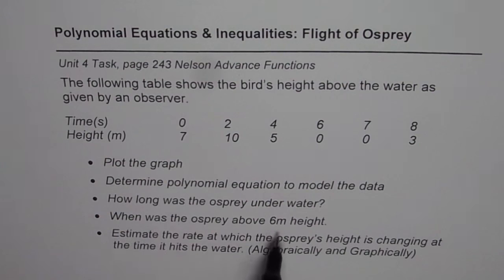Now we can do this from the equation which we develop in part 2. And then estimate the rate at which the osprey's height is changing at the time it hits the water. We are going to do it both algebraically and graphically. So these are different parts to the same question.